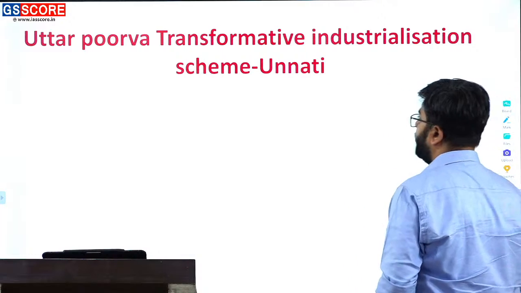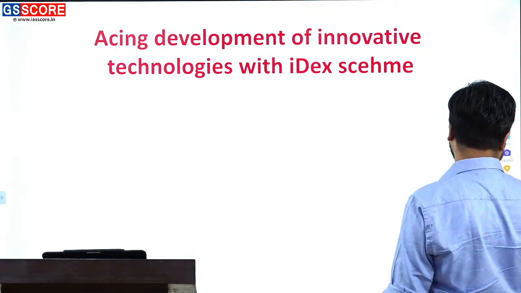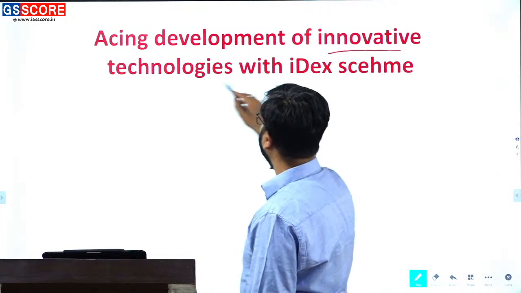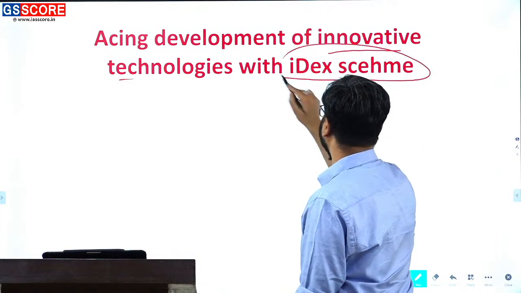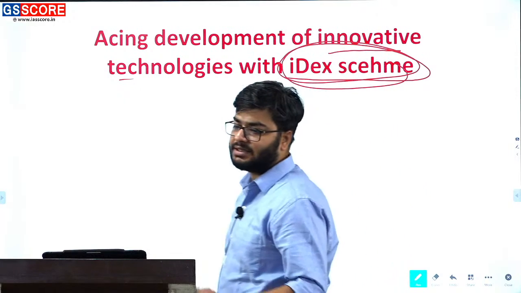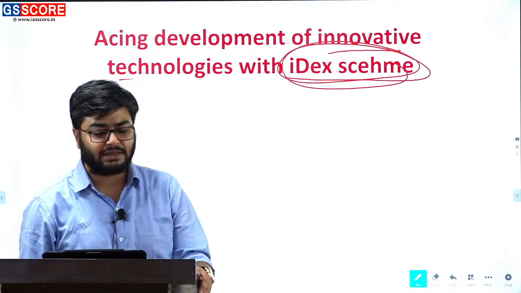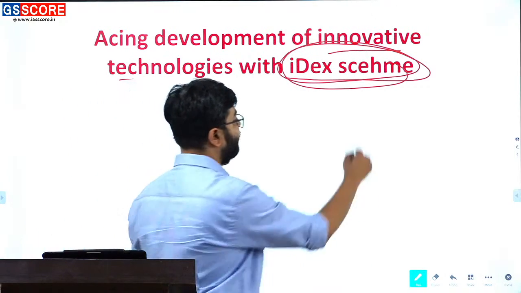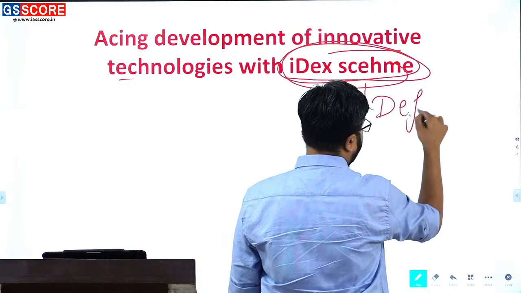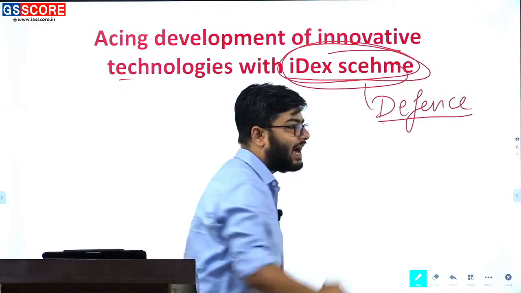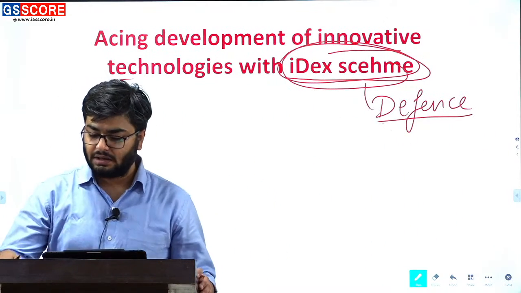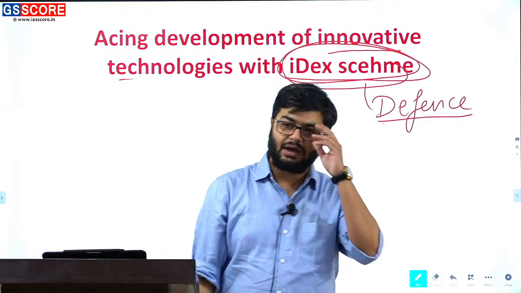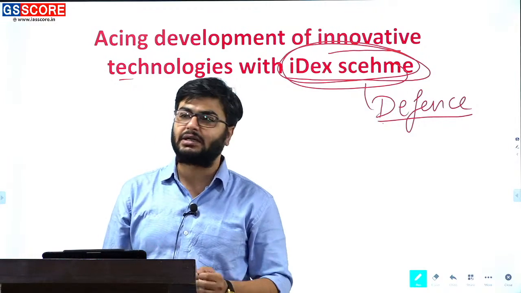Moving on with the next one, that is Acing Development of Innovative Technologies with the iDEX scheme. So iDEX, if you look, that is Innovations for Defence Excellence. So we are looking at the defense sector. Any which ways India-Pakistan tensions are there, right? And the defense sector is in the spotlight.